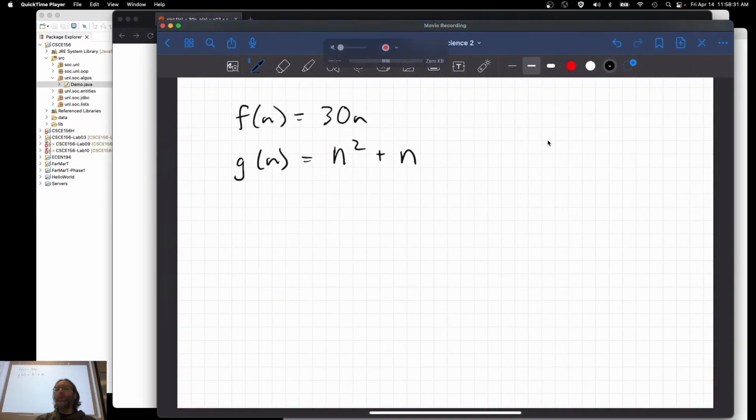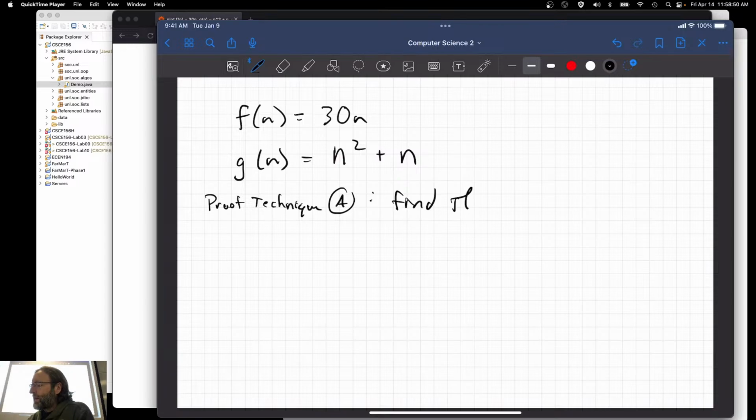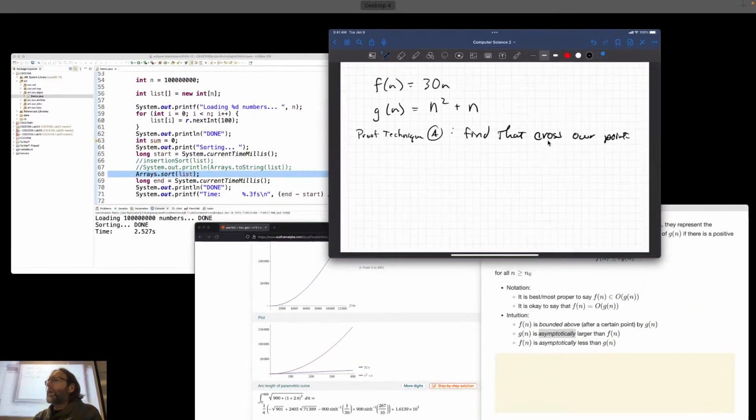How do we go about proving something like this? Well, let's assume no calculus, for example, for now. I want to prove this. Here's my proof technique A: find that crossover point. I already did it graphically.